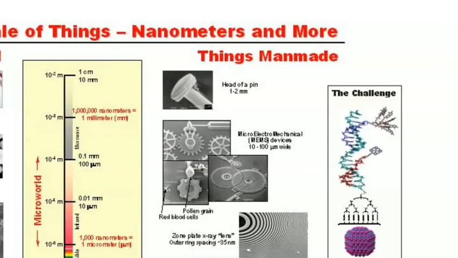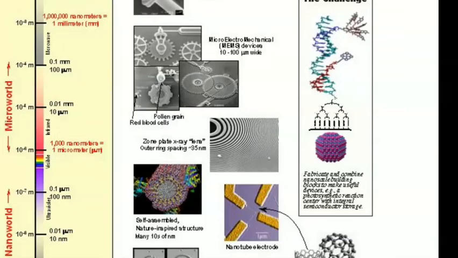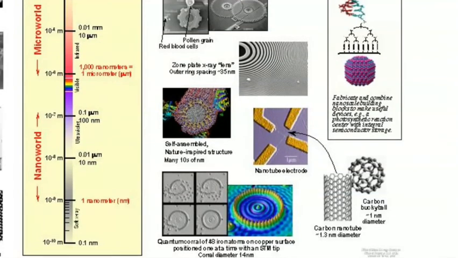On your right hand side are the things which are man-made. You can imagine the macro world: the head of a pin lies in the range of 1 to 2 millimeter. Then there are some devices in the range of 10 to 100 micrometer, called micro electromechanical devices. Likewise, you can see some self-assembled nanostructured material, and a carbon nanotube, whose diameter is in the range of 1.3 nanometer. The carbon buckyball has a diameter in the range of 1 nanometer. And you can see a nanotube based electrode.